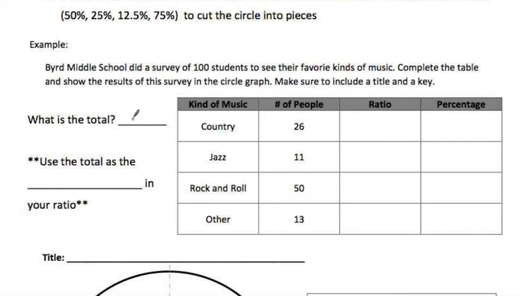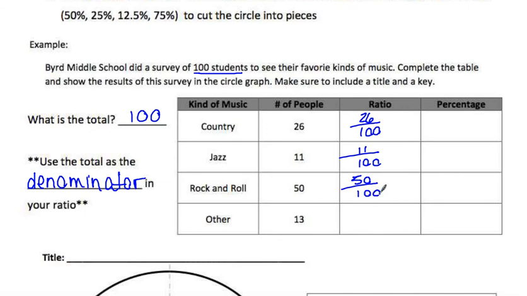So let's answer the first question, what is the total? Well, we're surveying 100 students, and you're going to use the total as the denominator in our ratio. So if we look over and we fill out the table, 26 people chose country, so that's going to be 26 out of 100. Jazz is 11 out of 100. Rock is 50 out of 100. And other is 13 out of 100. Percents are out of 100, so automatically this is 26%, this is 11%, this is 50%, and this is 13%.